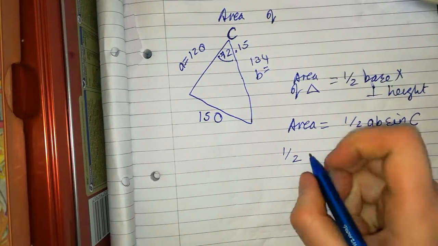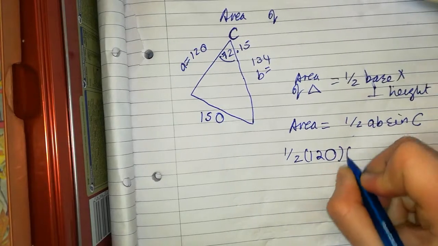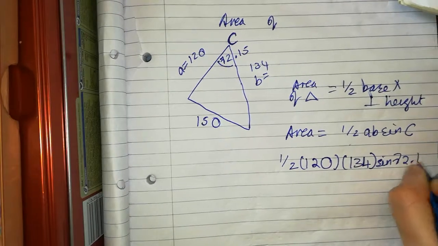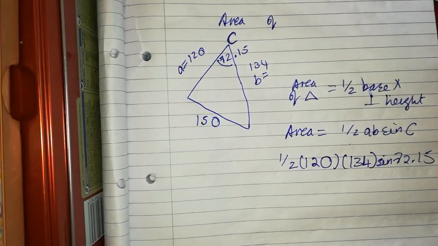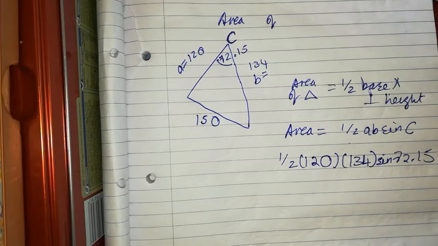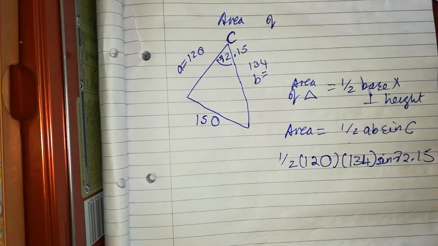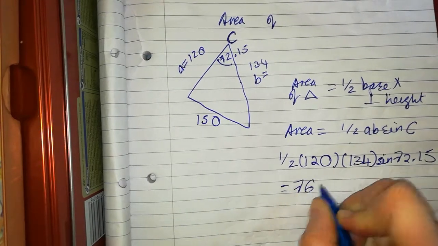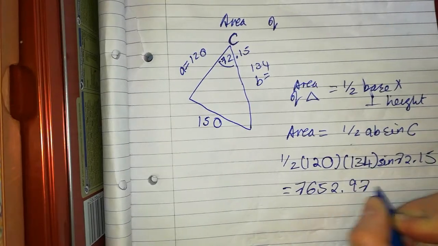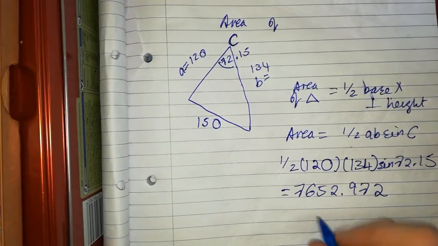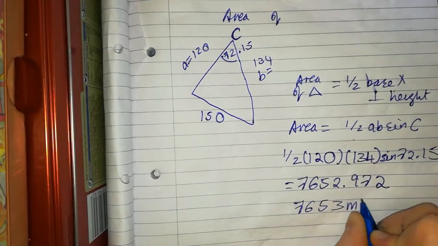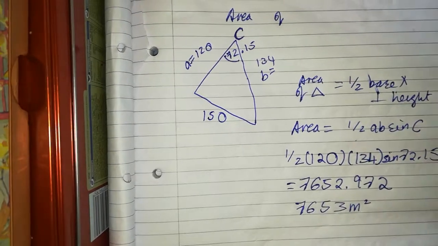So a half, so 120, 134 sin 72.15. So half by 120 by 134 by sin 72.15. So then I get the area is equal to 7652.972, but they asked correct to the nearest whole number, so the area would be 7653 meters squared. So that is the area of our triangle.